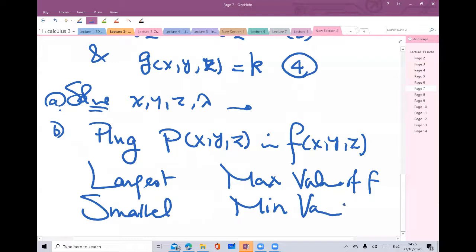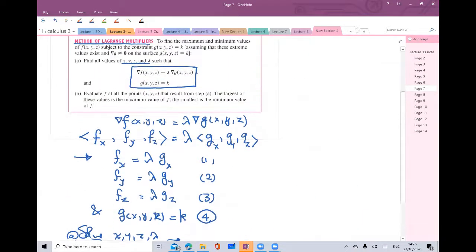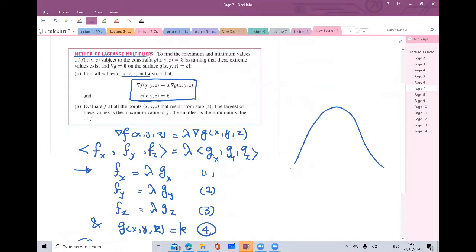Got the idea? To implement it, it's actually easy, but you should understand that you are solving for a function. This is the surface of your function and you want the extreme values. What is the extreme value of this function?